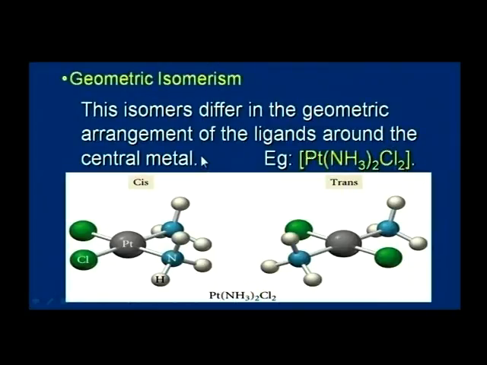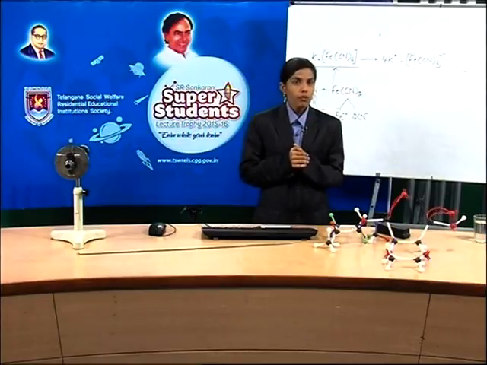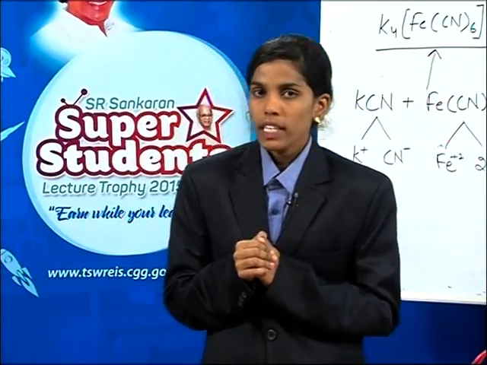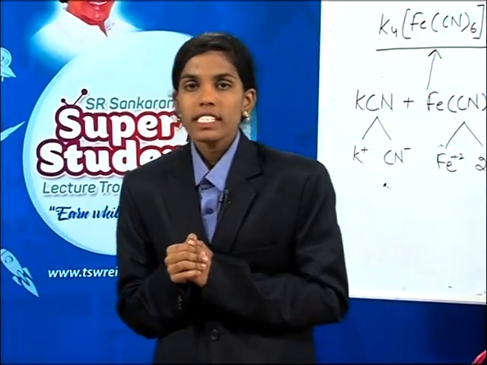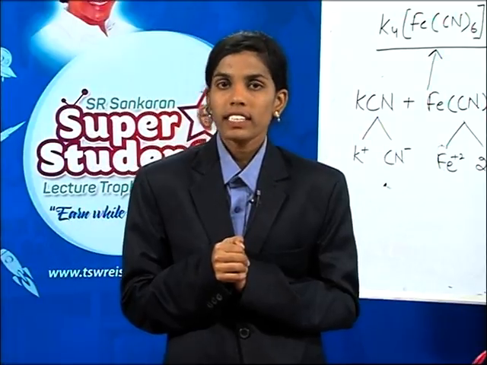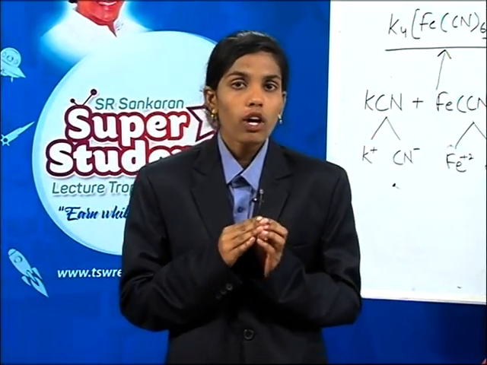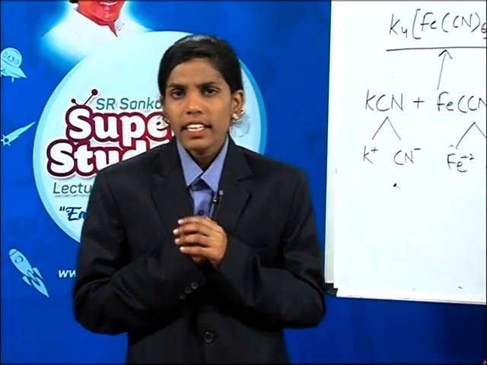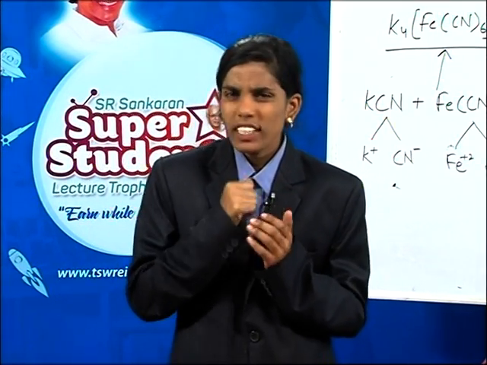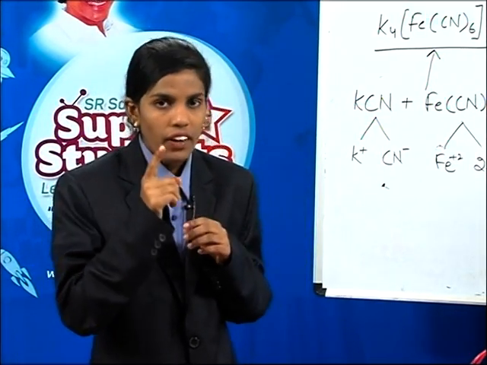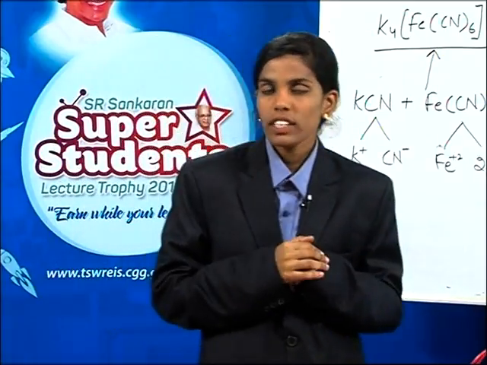Friends, now mainly today we should focus on optical isomerism. Optical isomers are the isomers which differ in their rotation of the plane of polarized light, and coordination compounds can rotate the plane of polarized light. I think you all had a doubt: what is plane of polarized light and how can these coordination compounds rotate this plane of polarized light, right? Now let us discuss that.